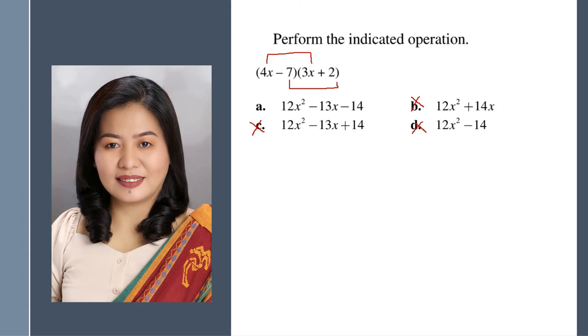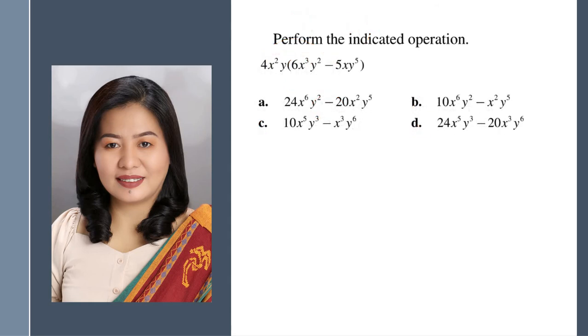So to check if it's really negative 13x, all we need to do is just multiply the outer terms, so 4x and 2, that gives us 8x, and the inner terms, which are negative 7 and 3x, and that gives us negative 21x. So 8x minus 21x is actually negative 13x. And we are right. A is the correct answer.